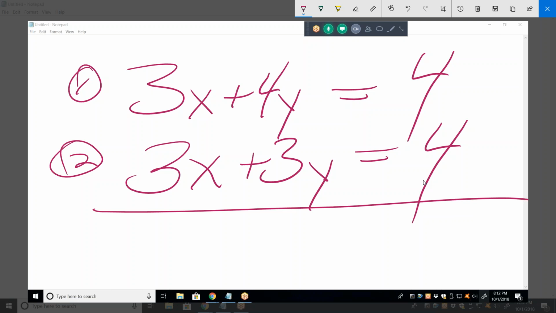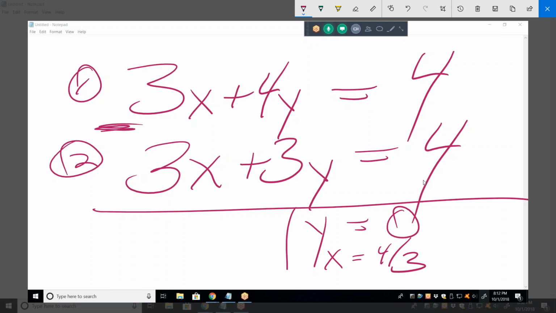And if I'm going to solve it, I'm just going to subtract. So the x's go away. 4y minus 3y is y. 4 minus 4 is 0. There's your solution. Y equals 0. Therefore, x equals 4/3. Wait, why is it equal 0? Well, I subtracted the two equations. So I get 0x. Yeah. 4y minus 3y is 1y, and then 4 minus 4 is 0. So I get this answer.